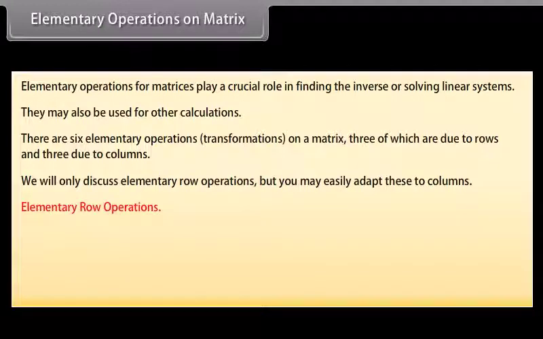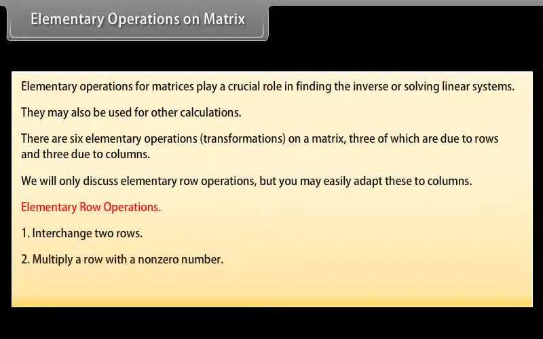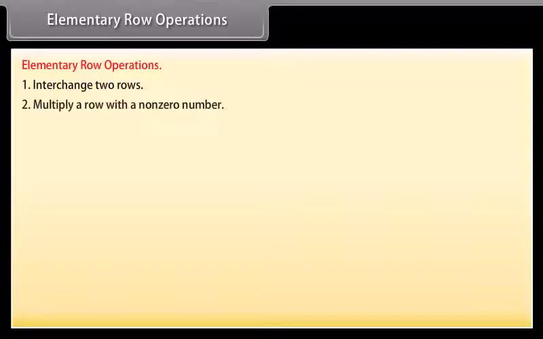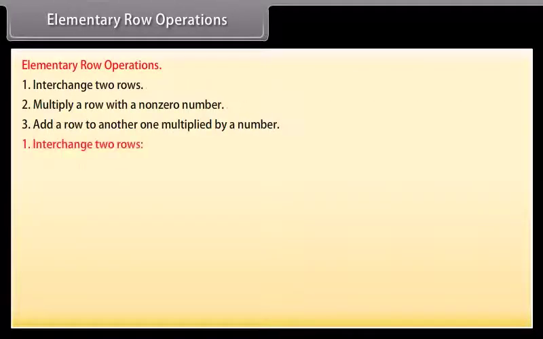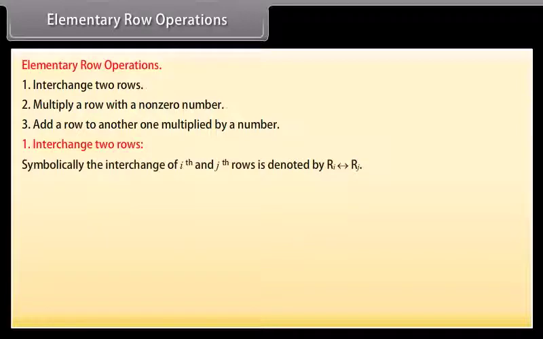Elementary row operations. Interchange two rows, multiply a row with a non-zero number, add a row to another one multiplied by a number. Let us go through them one by one. Interchange two rows. Symbolically, the interchange of ith and jth rows is denoted as given below.